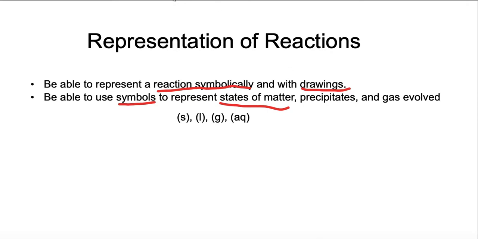To show a precipitate, you guys should know how to do that. A precipitate is a down arrow. Next to that, a gas evolved is an up arrow. You could also see the triangle, which represents energy or heat in an equation. All right.